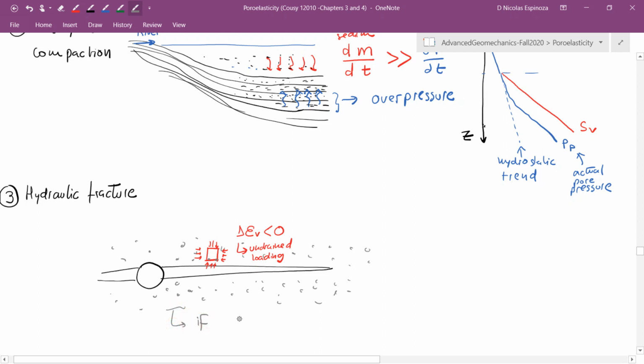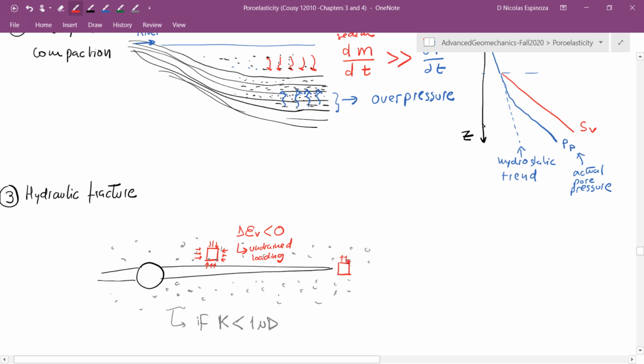I'm assuming that I have a very low permeability. Let's say 1 microdarcy. This is what would happen on the face of the fracture. What do you think is going to happen, for example, at the tip of the fracture? At the tip of the fracture, in order for this fracture to propagate, I need to have tension.